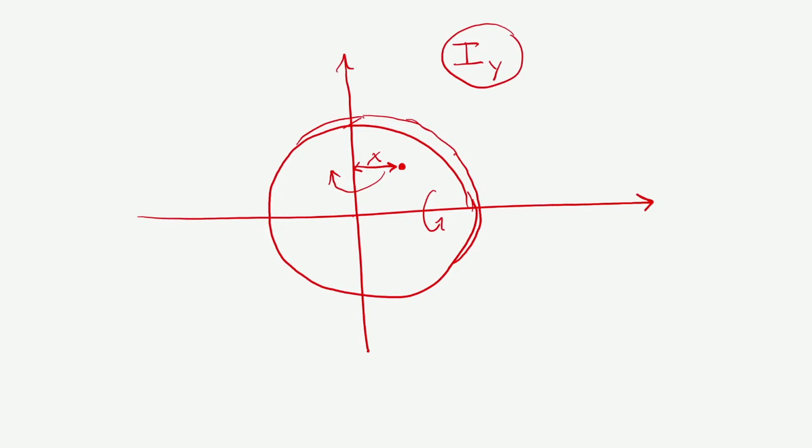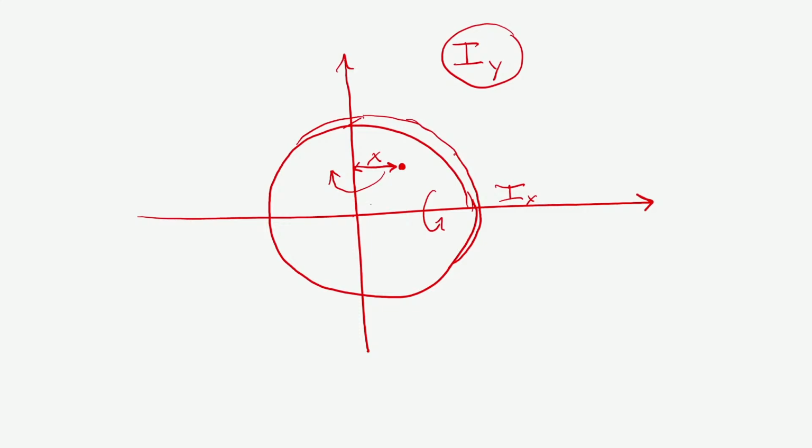So I know what you're really interested in, though, is what if we spin around the origin? Because that's what would make most sense if this was a flywheel. So to spin around the origin, so this is the moment of inertia around the x-axis.